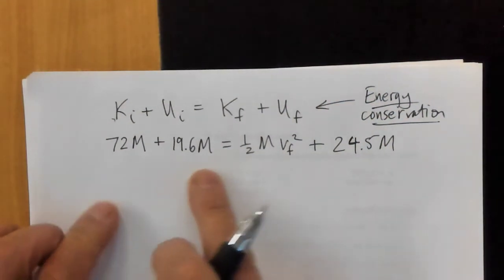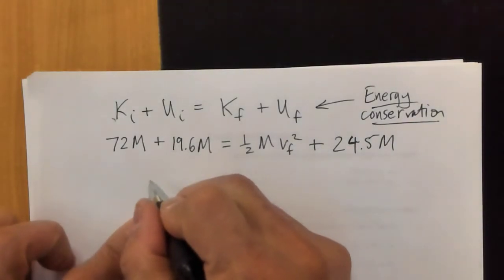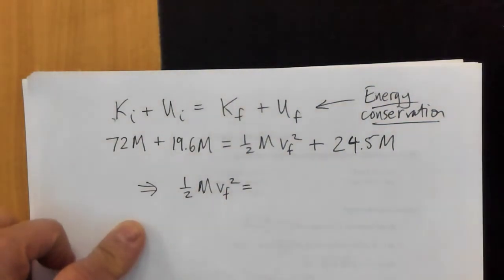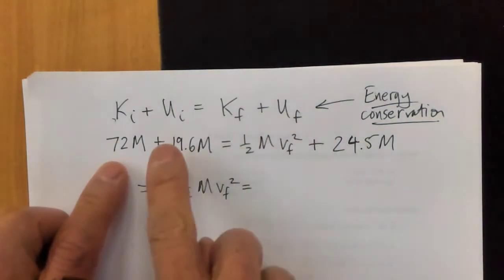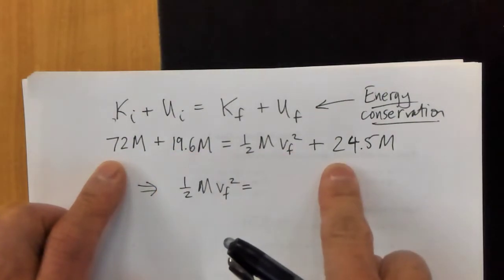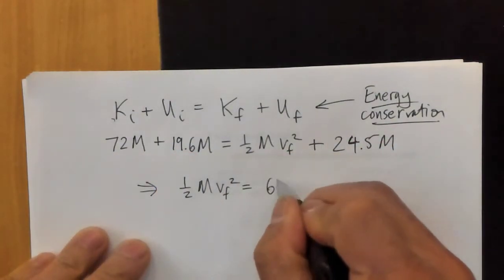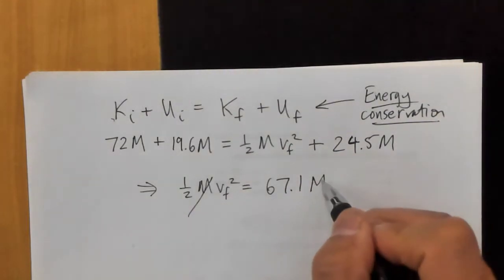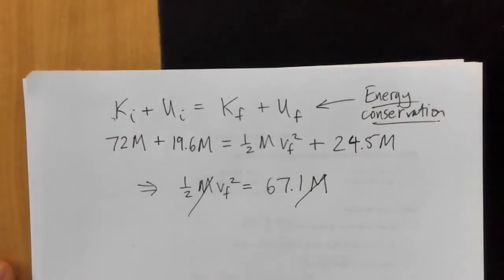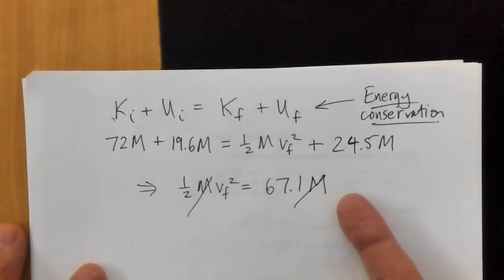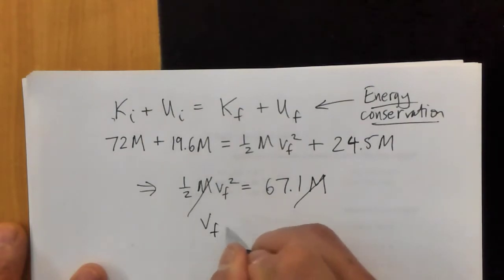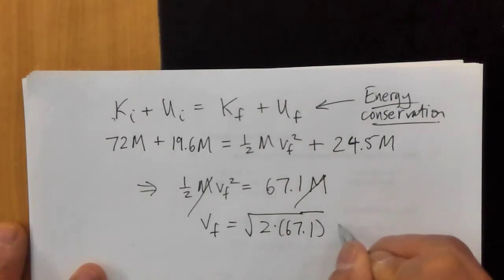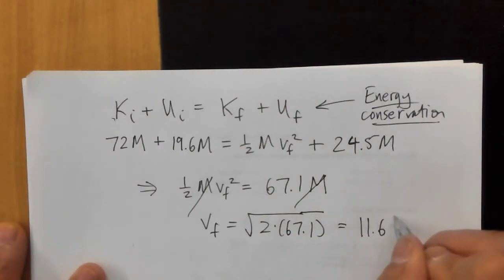Okay, now we can simplify everything here. We get 1/2 m v final squared is equal to, if I take 72 plus 19.6 minus 24.5, that comes up to 76.1 m. The m's cancel out, which is good because I didn't know what m was. Okay, then multiply by 2, and then take the square root. So 2 times 67.1, take the square root, and that comes out to 11.6, and I'll put the units in meters per second.